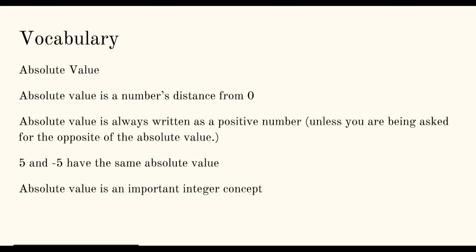Absolute value. Now that's an important term here. Absolute value is a number's distance from 0. Absolute value is always written as a positive number unless you're being asked for the opposite of the absolute value. So you think about our number line. It stretches in both directions to infinity. 5 and -5 have the same absolute value. Another example would be 20 and -20 have the same absolute value of 20. Absolute value is an important integer concept.